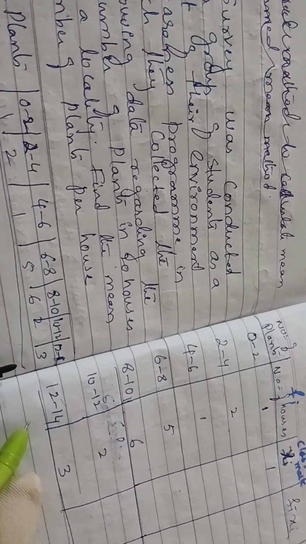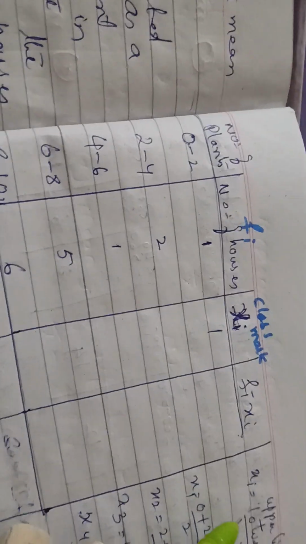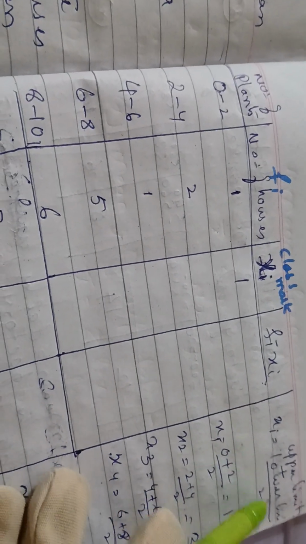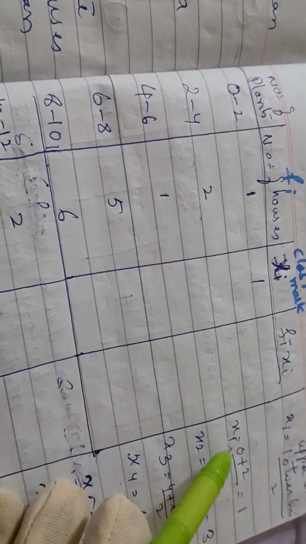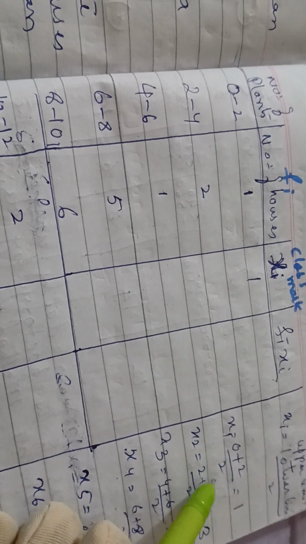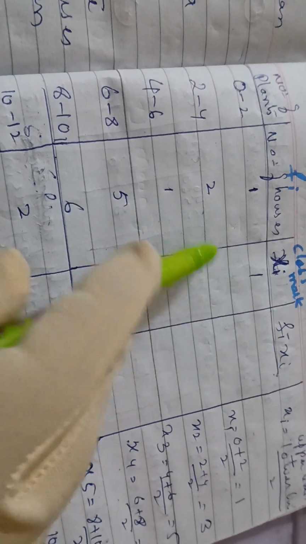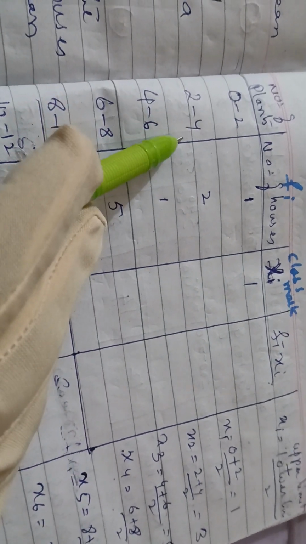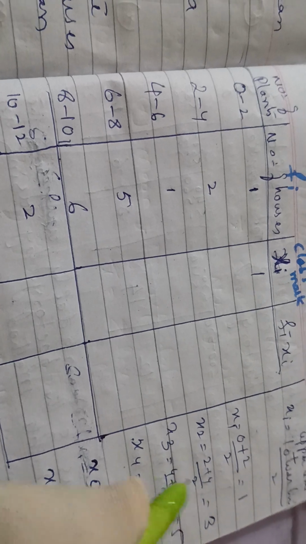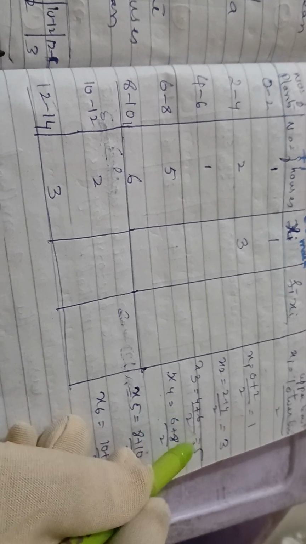I have given you the formula. The class mark xi is calculated as the upper limit plus the lower limit, divided by 2. So for the first class, 0 plus 2 divided by 2 equals 1. This is your x1. Similarly, 2 plus 4 divided by 2 is 3. This is your second class mark. Similarly, 4 plus 6 divided by 2 is 5.